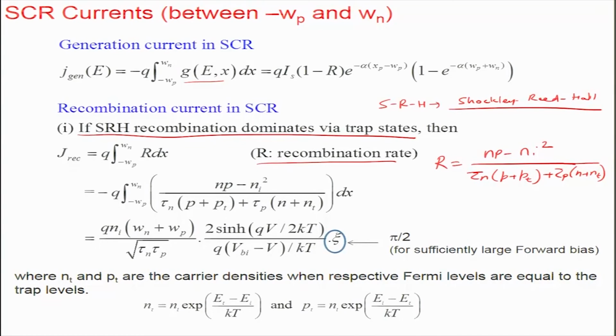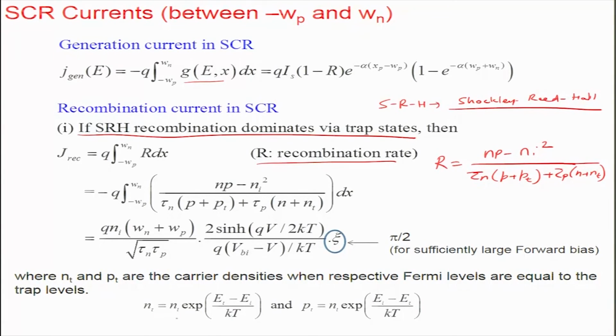When you do this analysis, the integration turns out to be in this fashion. So you have q ni (Wn plus Wp) divided by square root of tau_n tau_p, into 2 sinh of (qV by 2kT), divided by q(Vbi minus V) divided by kT, into some term eta. This is approximately pi by 2 if you have a forward bias which is sufficiently large in nature. Here Nt and Pt are carrier densities when the respective Fermi levels are equal to the trap levels. So they are not actually trap densities, they are carrier densities.